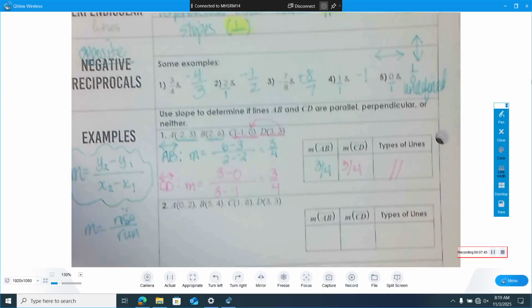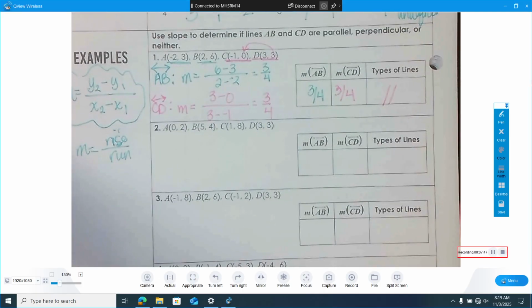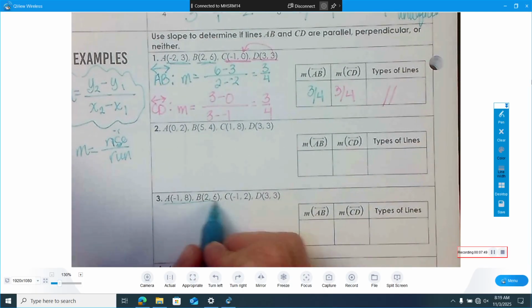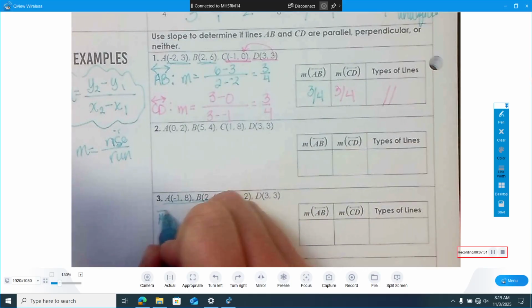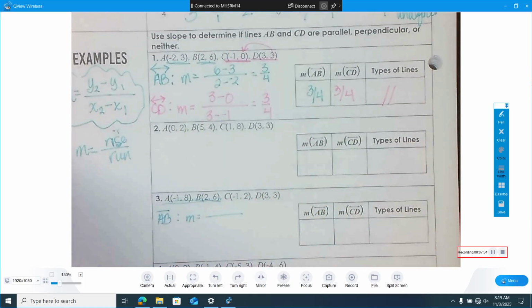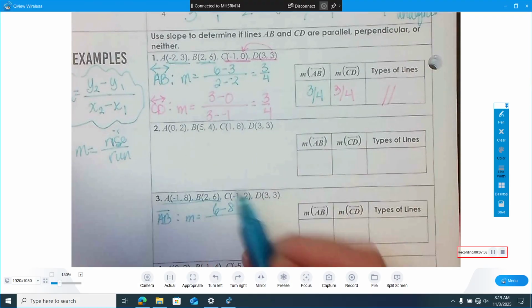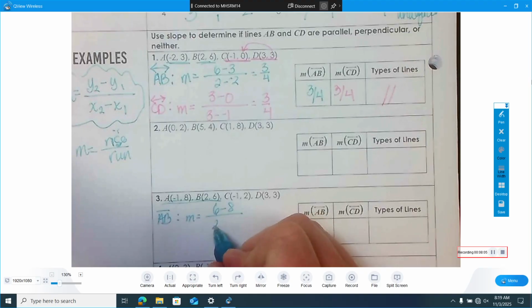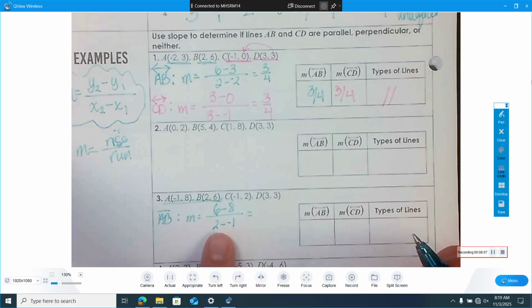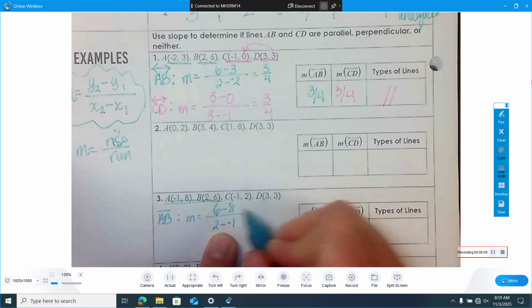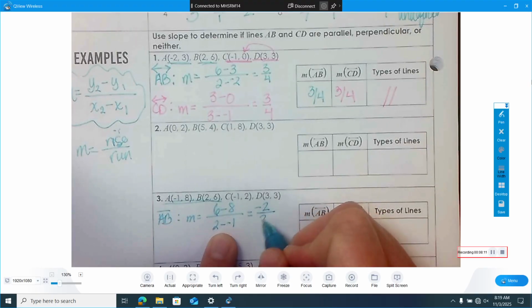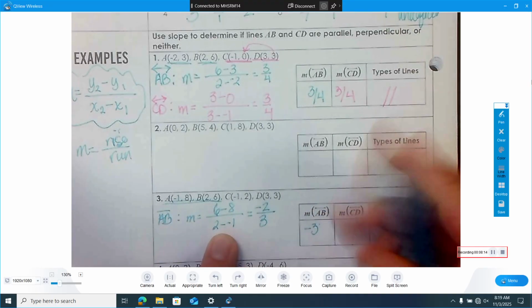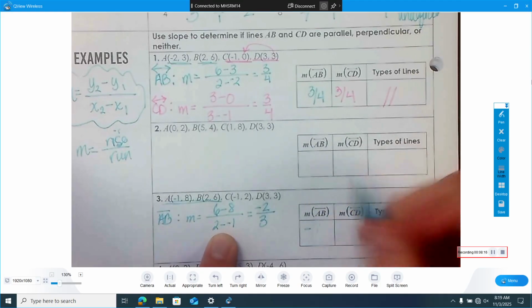Let's go down to number 3. Again, we want to find the slope for line AB. So what should we subtract? 6 minus 8. I'm on number 3. 6 minus 8 over 2 minus a negative 1, which again becomes plus. So I get, let's see, 6 minus 8 is negative 2 over 3. So negative 2/3.